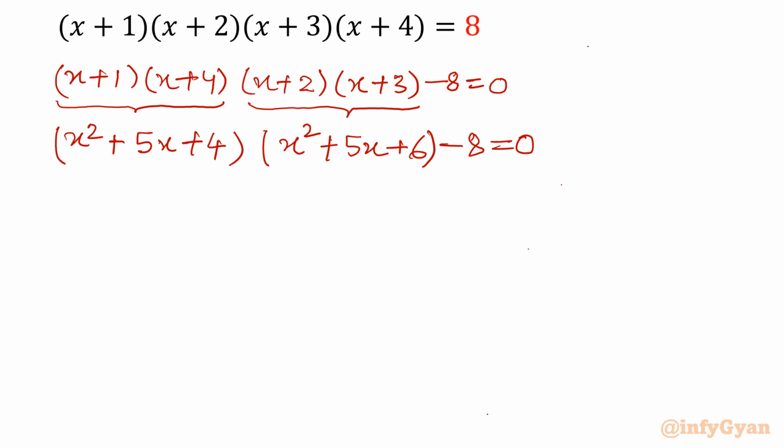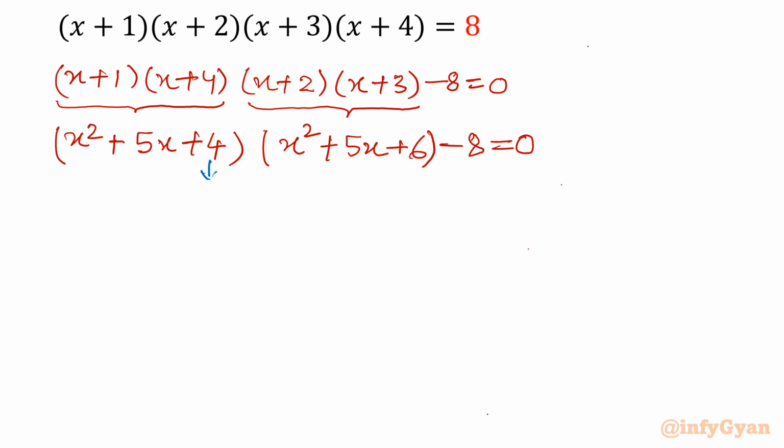Now from this point we have two ways available. First, we can consider x square plus 5x equal to t, and then we can frame (t plus 4)(t plus 6) minus 8 equal to 0. We'll open the bracket, make the equation in quadratic form, and solve that equation. Second way, let's consider x square plus 5x plus 4 equal to t, so it will become t times (t plus 2) minus 8 equal to 0. Again, a quadratic will form, and we'll solve for the quadratic. But in this video, we will see the third approach.